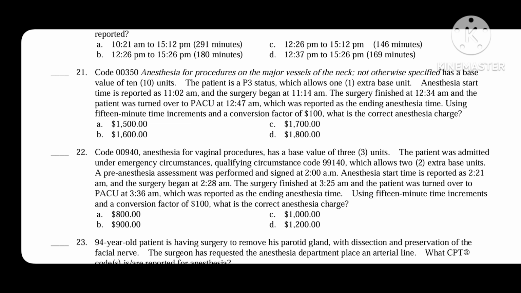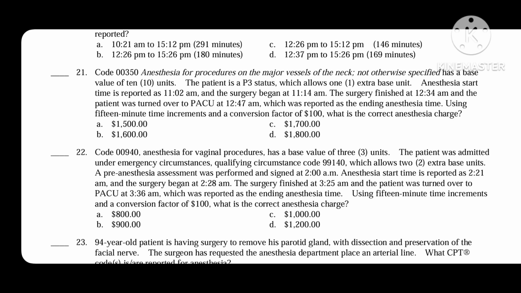The first question you're seeing here is: Code 00350, anesthesia for procedures on the major vessels of the neck, not otherwise specified, has a base value of 10 units. Patient is of P3 status, which allows one extra base unit. Anesthesia start time is reported as 11:02 a.m., and the surgery began at 11:14 a.m. Surgery finished at 12:34 a.m., and the patient was turned over to the PACU at 12:47 a.m., which was reported as the ending of anesthesia time. Using 15-minute time increments and the conversion factor of $100, calculate the anesthesia charges for this scenario.